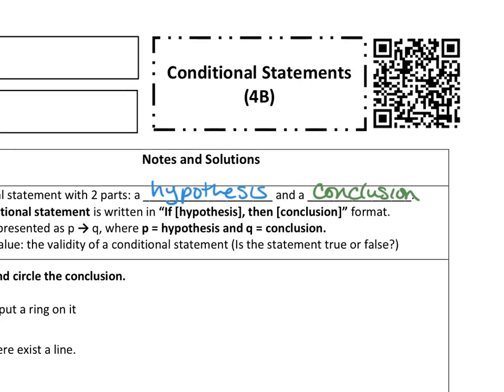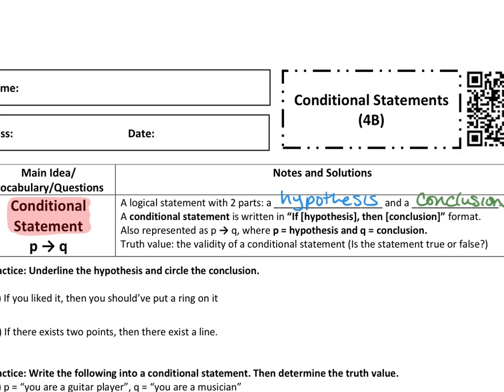When we are talking about hypothesis and conclusions, we're going to use the letters P and Q. I know that's confusing because lowercase p and lowercase q kind of look the same the way they're written, but we're going to use good handwriting. We're not going to get confused. When we do conditional statements, we're going to say P causes Q. The hypothesis is P and the conclusion is Q. Let's highlight that. Hypothesis is P, conclusion is Q. A truth value just tells you the validity of the conditional statement. Basically, is the statement true or false?